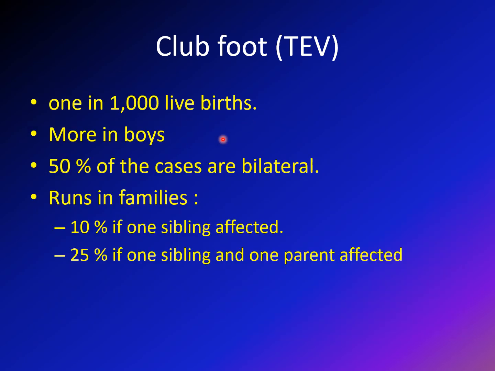It has roughly the same incidence as dysplasia, 1 in 1,000. It's more common in boys. 50% of the cases are bilateral, and the cases run in families. So if you have one sibling that's affected, there is a 10% chance that other siblings will be affected. If one sibling and a parent is affected, it becomes about 1 in 4 cases.